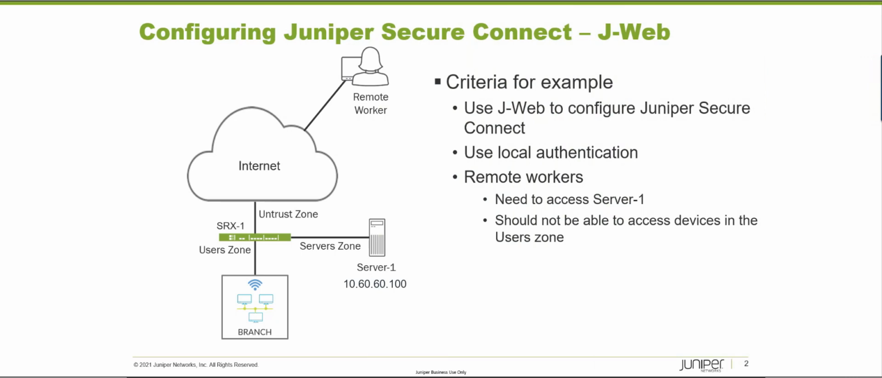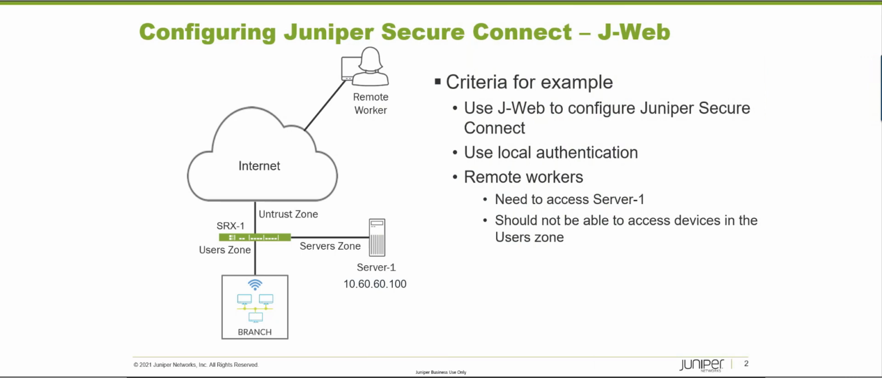Here on the topology, we have SRX1. It has a connection to the user zone, which is just your everyday employees doing their jobs. Then we have the server zone, where we have different servers that users need to access, whether they're inside the user zone or they are a remote worker. So you can see here that SRX1 is connected to the internet as well through the untrust zone.